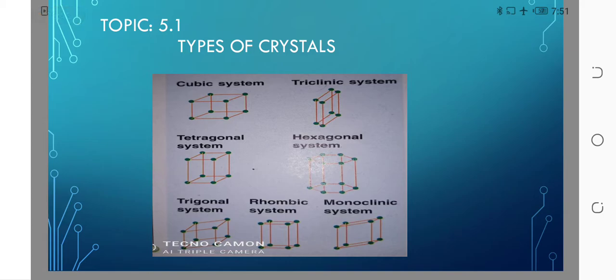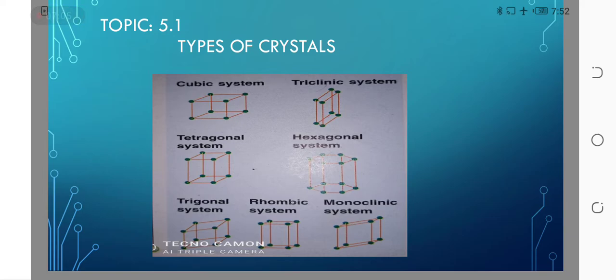Now come towards rhombic system. So rhombic system forms a shape of rhombus. In the same way, hexagonal system makes a shape of hexagon. Now the last diagram that I am going to explain to you is the triclinic system. So triclinic system of crystals contains three axes of unequal lengths.